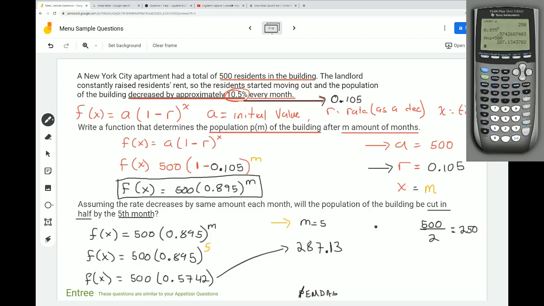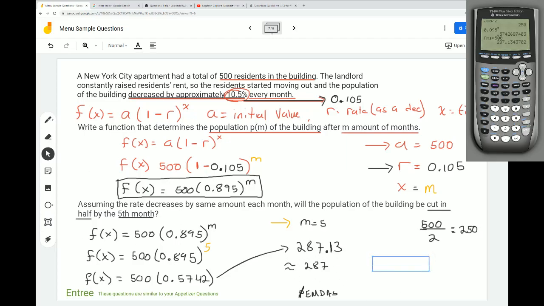Now we're talking about people. So what's the most logical answer if we're talking about people? So if we're going to round this, we're going to round this to the nearest whole number. We're going to say approximately 287 people. So we did all the math, but you still have to answer the question. Assuming the rate decreases by the same amount each month, will the population of the building be cut in half by the 5th month? So we said half would be 250. After 5 months, there's approximately 287 people.